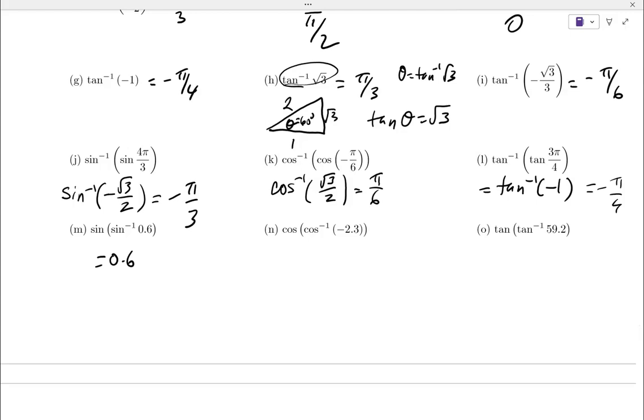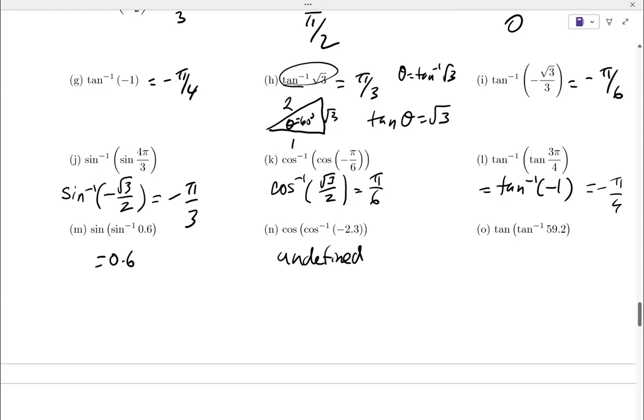So what about the next one, though? Am I allowed to plug in -2.3 into inverse cosine? No. Because again, remember what this is actually asking you. It's asking you what angle has a cosine equal to -2.3. No such angle exists, right? So what would I say for this one then? Undefined. Yep, exactly right. I'm not allowed to do this, so it just must be undefined.